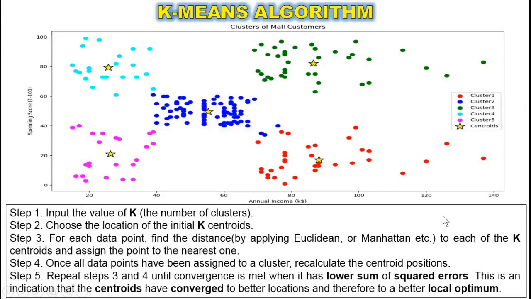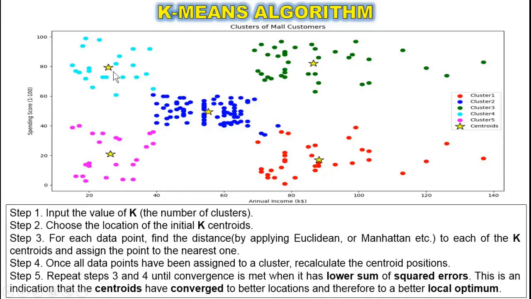The k-means algorithm is summarized into 5 steps. Step number 1. Input the value of k, which is the number of clusters. Step number 2. Choose the location of the initial k centroids or the centers of the clusters. Step number 3. For each data point, find the distance by applying the Euclidean or Manhattan or Chebyshev distance to each of the k centroids and assign the point to the one which is nearest.